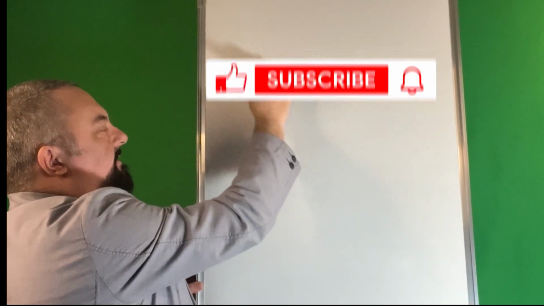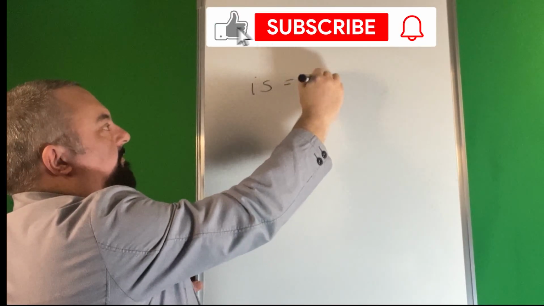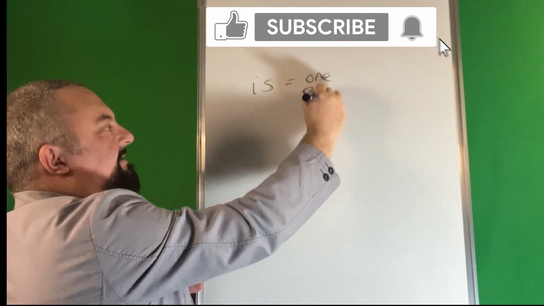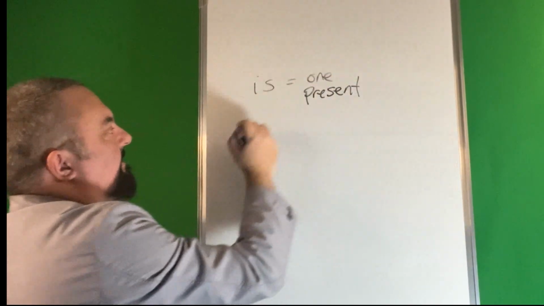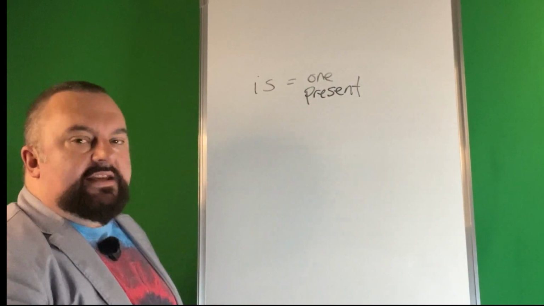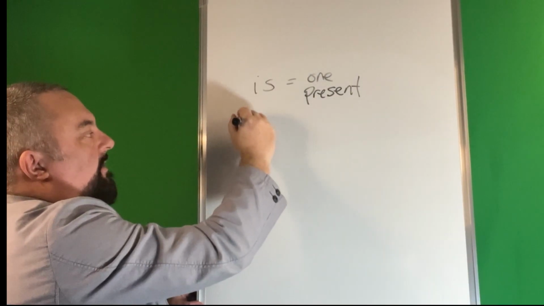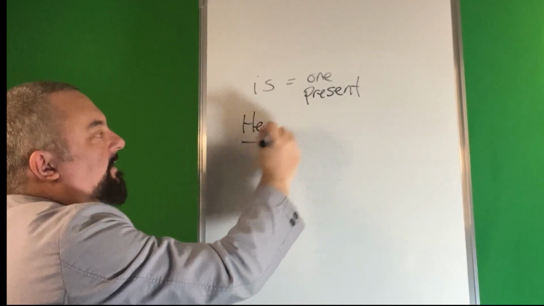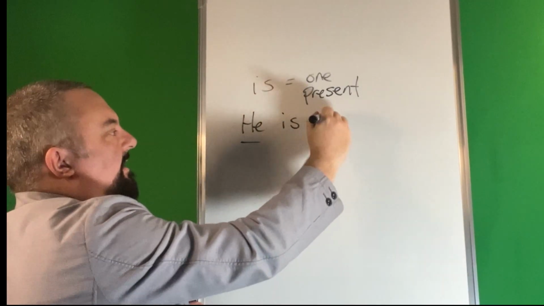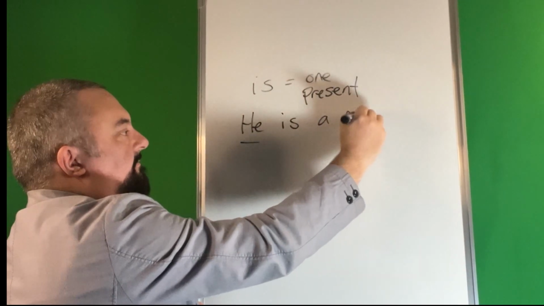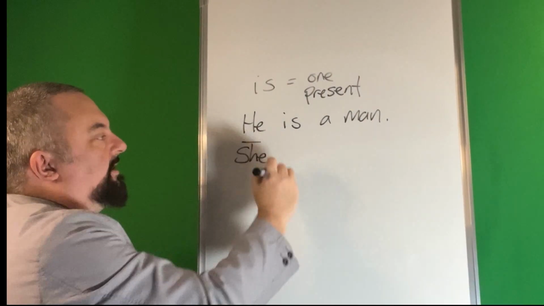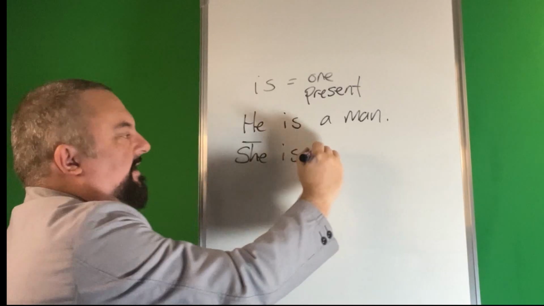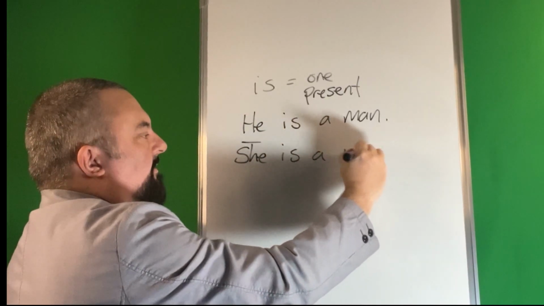So "is" equals one in the present tense. So we use "is" with he. So he is a man, and she is a woman.